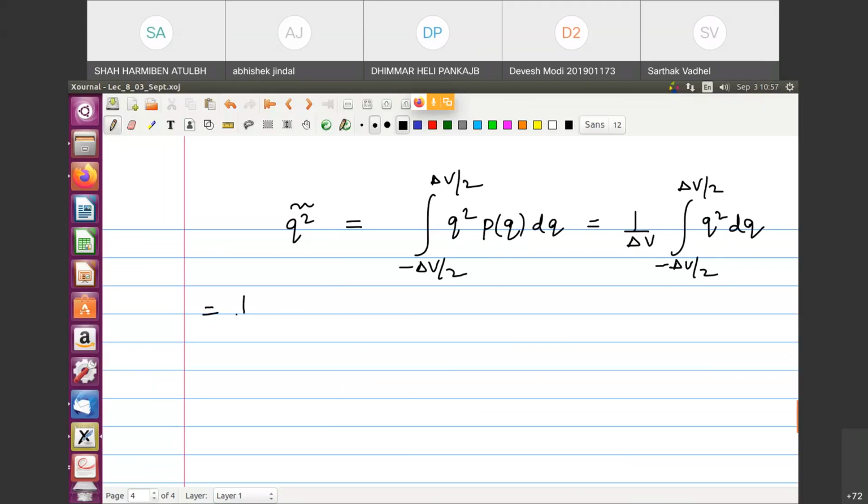Q cube by 3, and let us substitute the limits. So this is, I think, you obtain as delta V square by 12. Okay, directly putting the result.